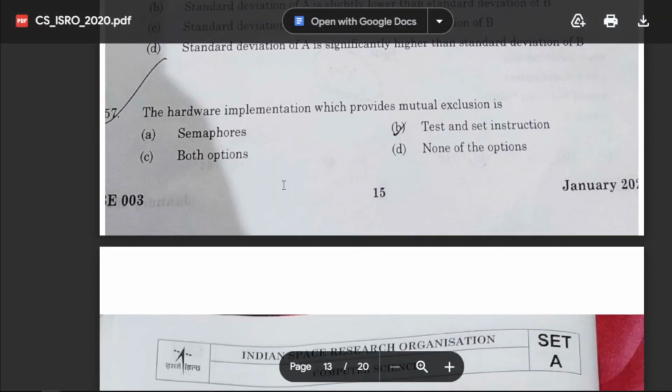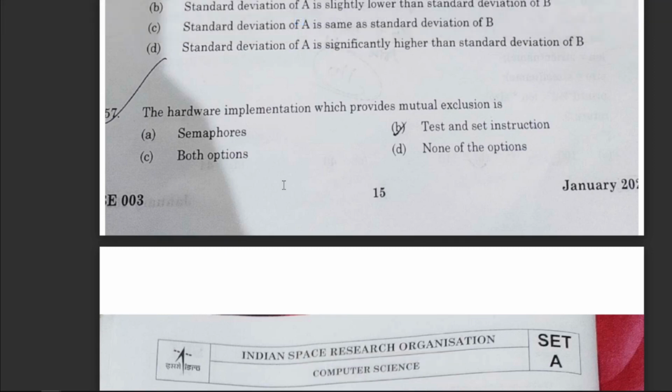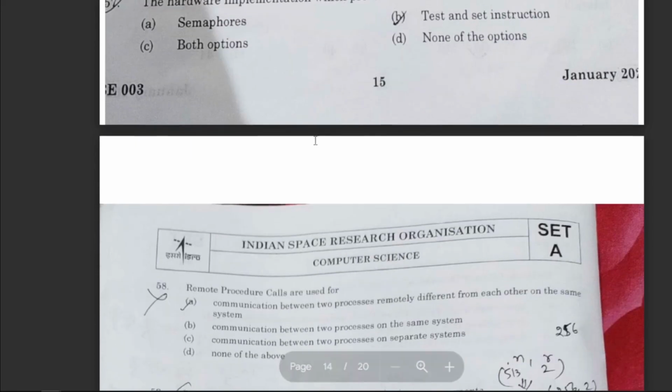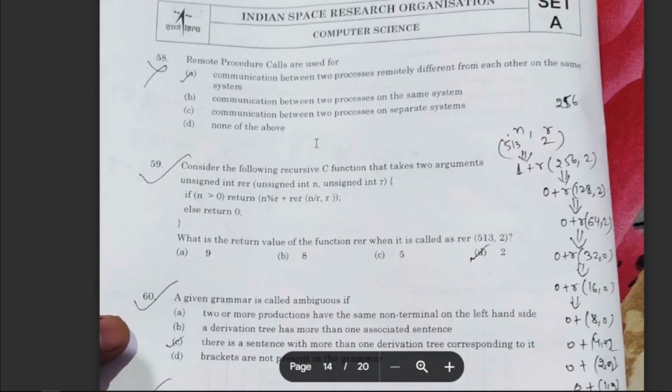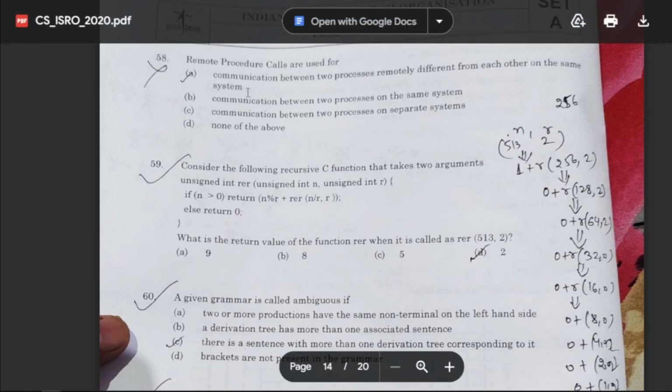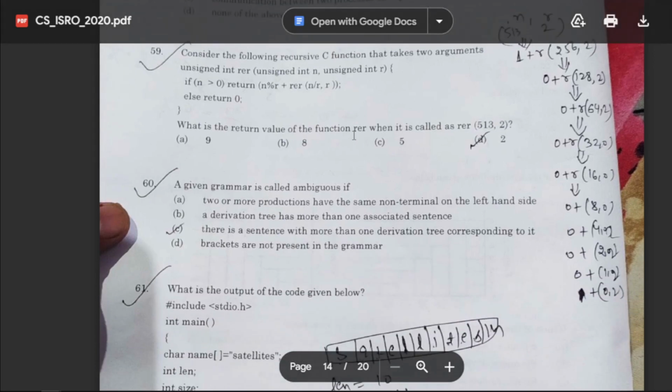57 is: the hardware implementation which provides mutual exclusion is what? Test and set instruction. So test and set instruction will be the answer for 57. Now 58 is: remote procedure calls are used for what? So remote procedure calls are used for C, that is communication between two processes on separate systems.